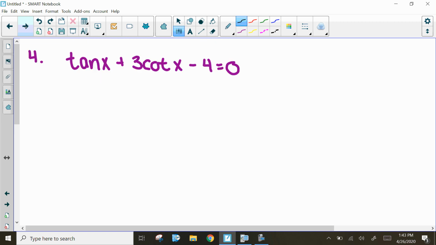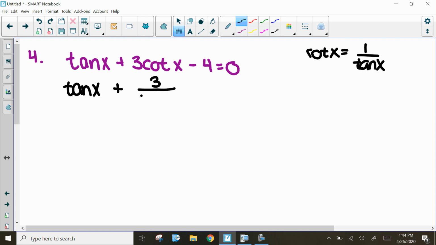One last problem. So I have tangent of x plus 3 cotangent of x minus 4 equals 0. You definitely want to notice that you have two different trig terms here. You have tangent and you have cotangent. I need them to be the same. And we're so lucky these are actually related. So I'm going to keep tangent. In order to rewrite cotangent, I know cotangent of x is the same as 1/tangent of x from our favorite identities unit. So I can say that this is 3/tangent of x. Keep the minus 4.